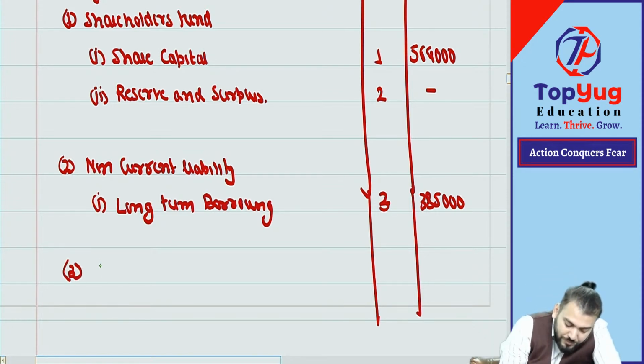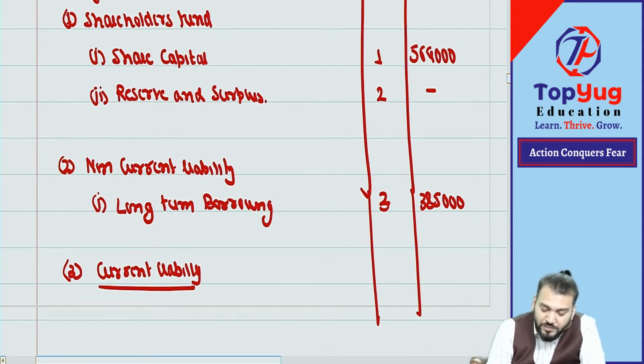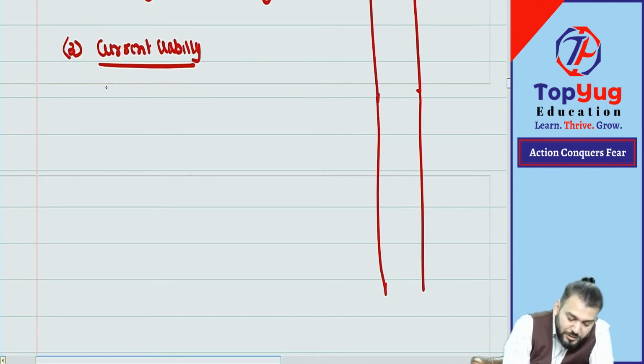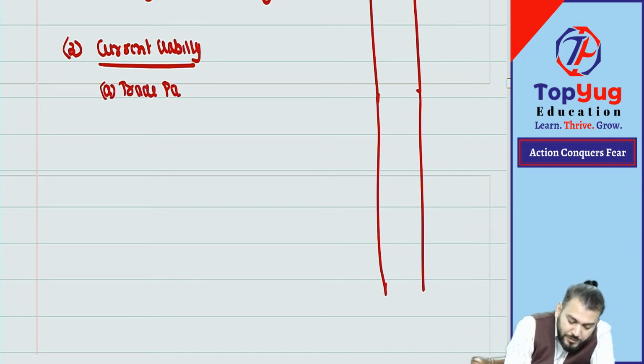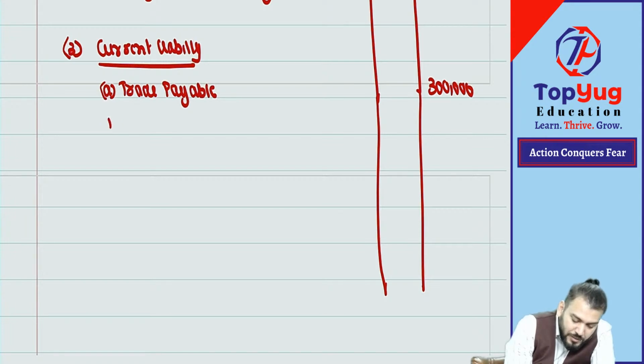Coming to point number 3, current liability. So in current liability, we have first trade payable. Can you see we have not done any journal entry with trade payable? Means trade payable remains the same. So trade payable, how much? 3 lakh. No changes. Then they have given short term borrowing. Okay, so no changes in short term borrowing also.